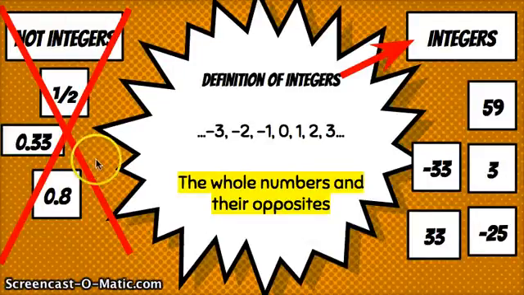So based on our group of integers here, here's how we would sort them. And please make sure that you write this down on your notes. The examples that are not integers from our list were 1/2, 33 hundredths, and 8 tenths. These are not whole numbers or their opposites. Now on the other side here, we have 5 examples of numbers that are integers. 59, 3, and 33 are whole numbers. Negative 25 is an opposite of a whole number, and negative 33 is the opposite of 33. So all of these numbers, the whole numbers and their opposites, are considered integers.